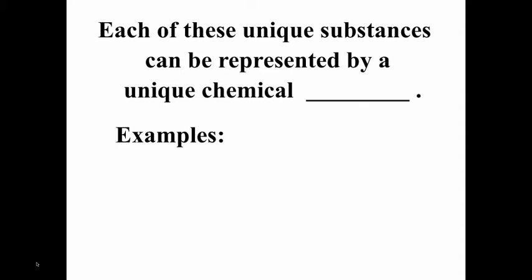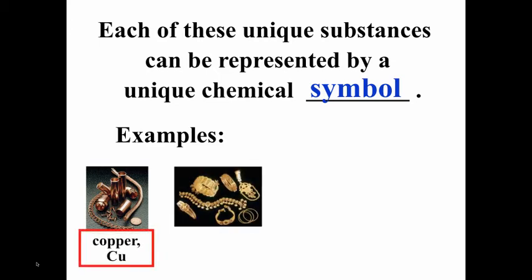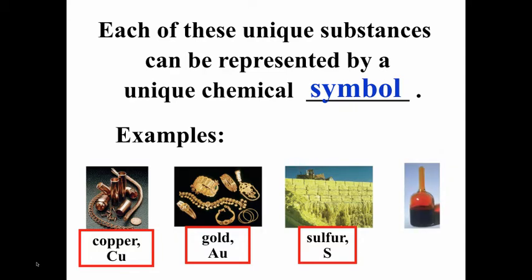Each of these unique elements can be represented by a unique symbol. Some familiar examples include things like copper, symbolized by Cu, gold, symbolized by Au. This one might be a little tougher to guess, but it's the element sulfur, symbolized by S. And then, possibly tougher yet, this is the element bromine, symbolized by Br.